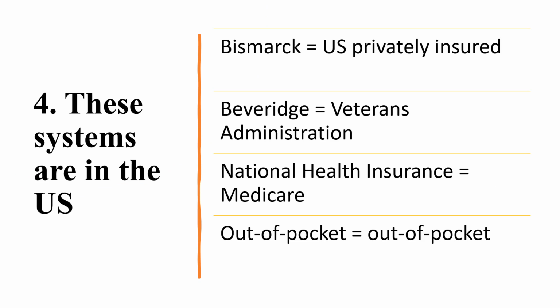And as I noted, at least partly, there are examples of each of these here in the United States. The Bismarck model: U.S. privately insured individuals such as myself. You have the Veterans Administration system, where the government is the payer, and veterans who go there have very low cost for a lot of the services they receive, but the facilities and the doctors are typically all employed by the VA. And then we also have the National Health Insurance model with Medicare, where the federal government is the payer for all Medicare patients, and pretty much every single provider that provides the services is private. And then we also have out of pocket, and out of pocket is out of pocket.